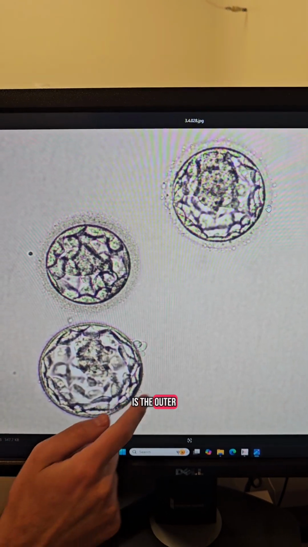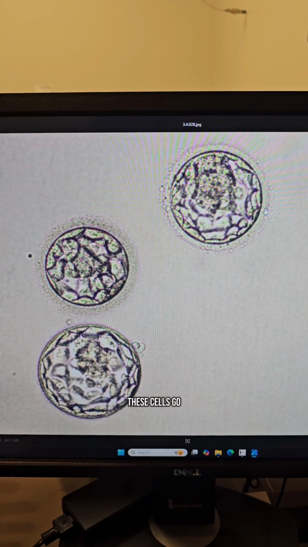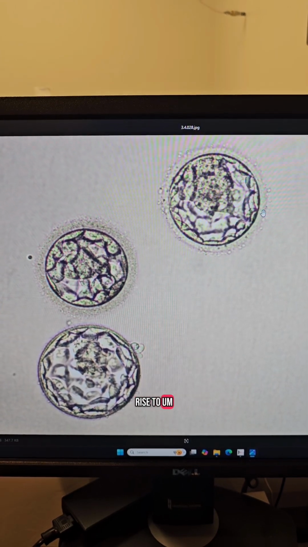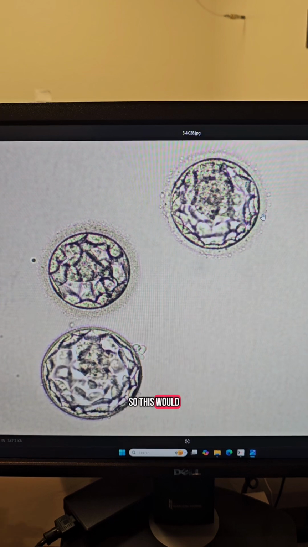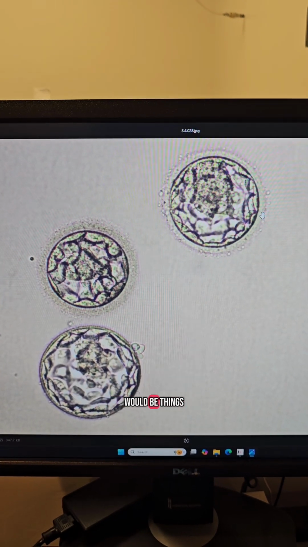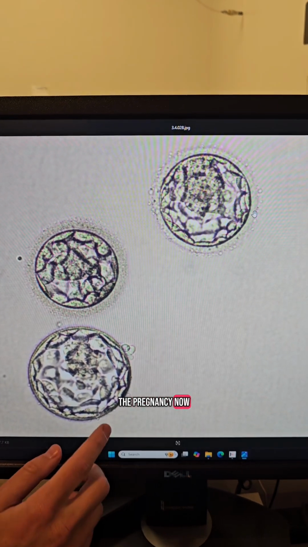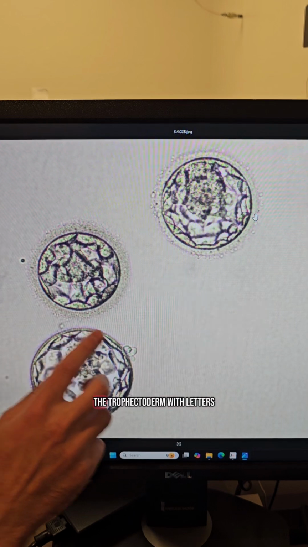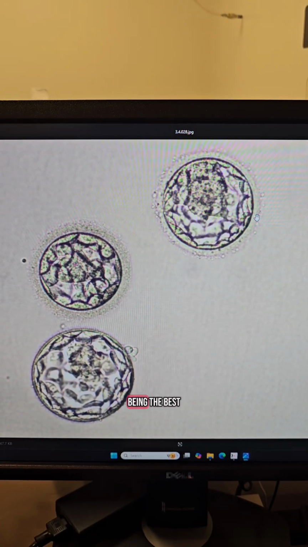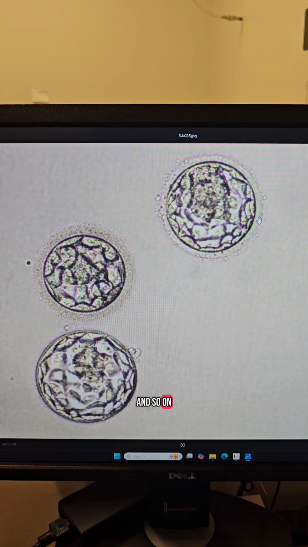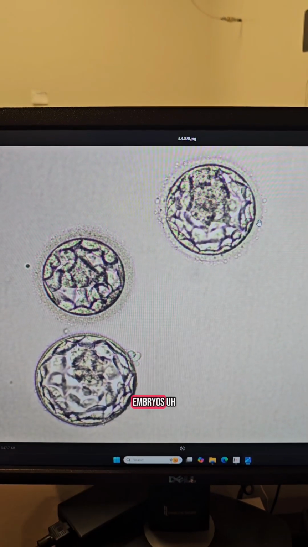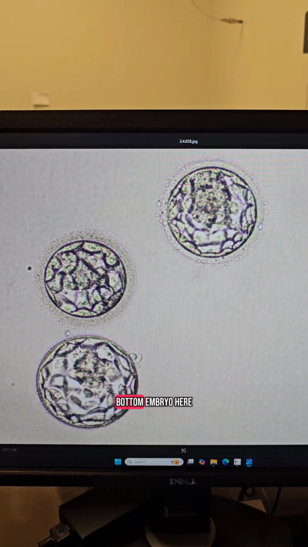This is the outermost layer of cells. These cells go on to give rise to extra-embryonic tissues, things such as the placenta that support the pregnancy. We also grade the trophectoderm with letters, A being the best, B the second best, and so on. So when I look at these embryos, I can see immediately that the bottom embryo here is the most expanded.